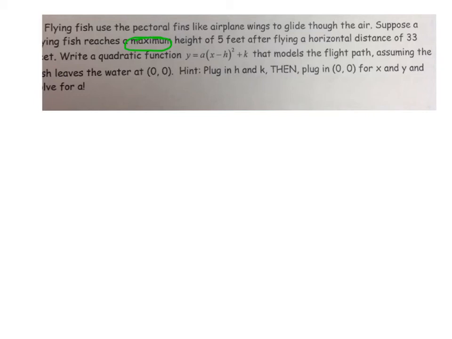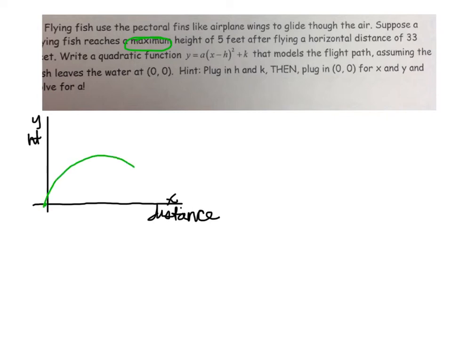So just like last night in the word problem, I'm first going to draw a picture here. This is my y-axis, which is height. This is my x-axis, which is distance. Here's my fish flying. He leaves 0, 0, and he flies through the air. It says he reaches a maximum height of 5 feet after flying a horizontal distance of 33.